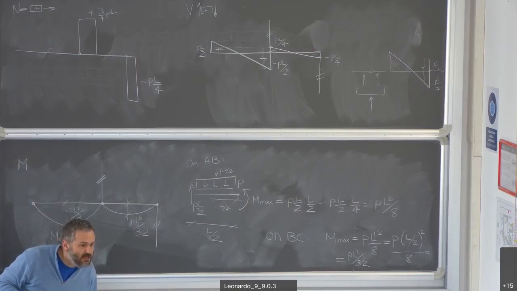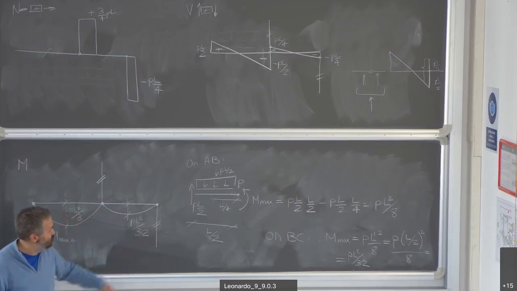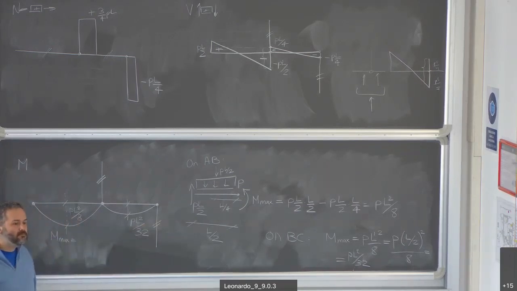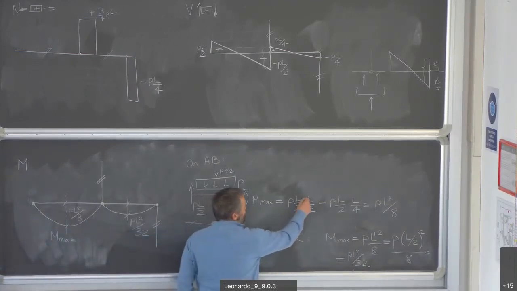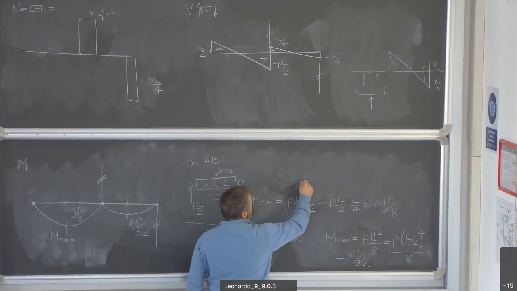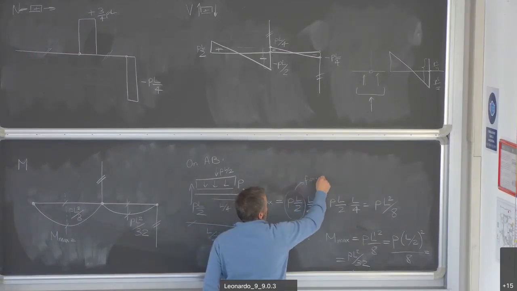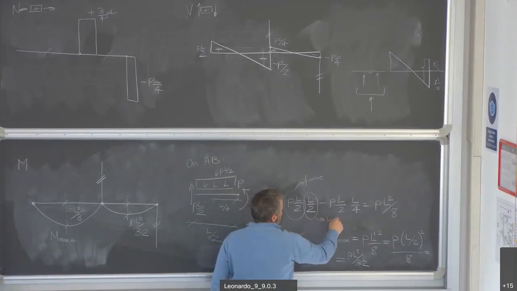PL squared divided by 8. What makes moment different, so that when we are dealing with shear we're only dividing by half, but here it's over 4? Because the bending moment is a force times a lever arm. PL divided by 2 is the force, because our force is an expression that uses distance.